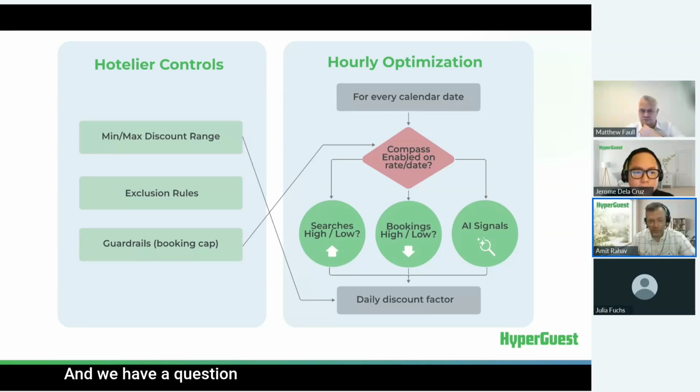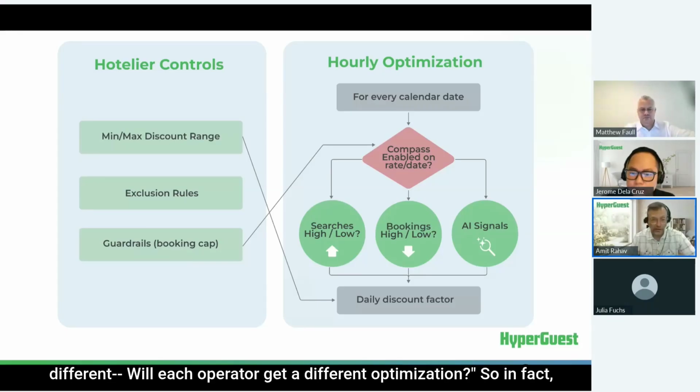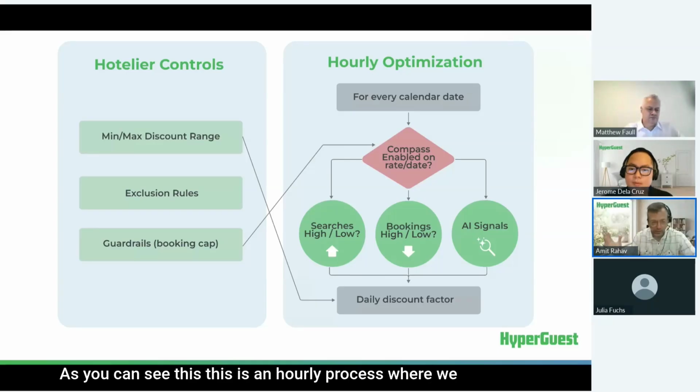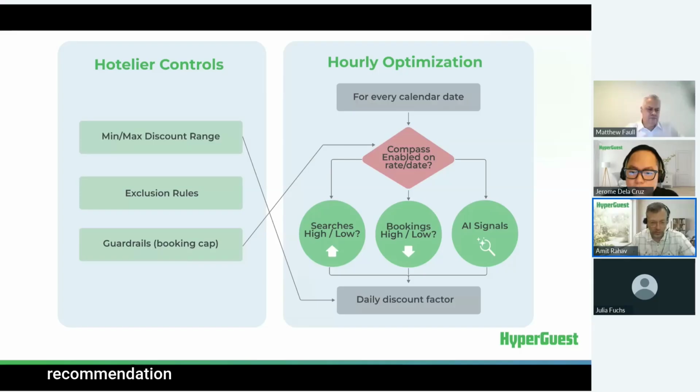And we have a question from Marco here in the chat: will each operator get a different optimization? In fact, even the same operator will get a different optimization at different times of the year or times of the day that they search. The system is always optimizing. As you can see, this is an hourly process where we read all the signal data and refresh the 365-day recommendation. And that is going into live shop responses from your hotel.